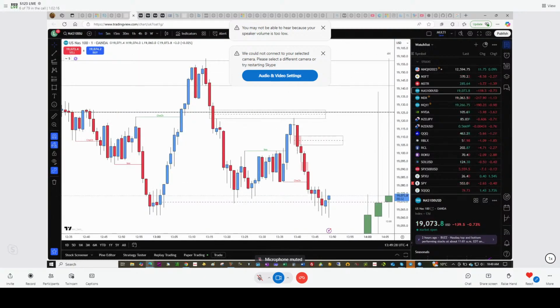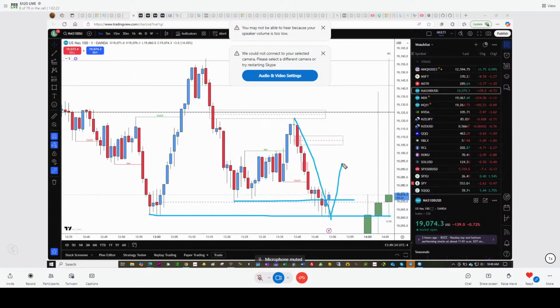But now that we've swept these, we could just retrace here. Now either we're retracing to continue up and take out the highs again, or we can retrace to continue back down, right? So which one will it be? That's why I wanted to take the profit here, because there's no guarantee that we can just go straight down.